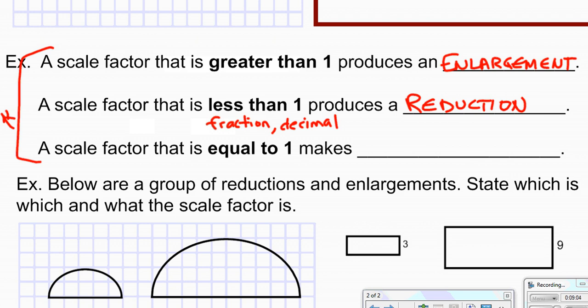And so the last one says a scale factor that is equal to 1. So if you are multiplying something by 1, right, you think 5 times 1 is 5.